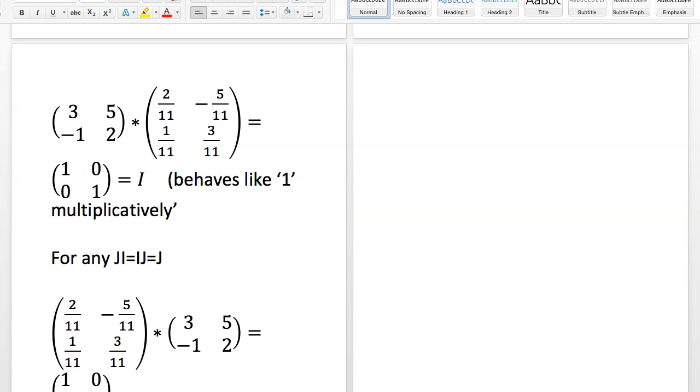Now keep in mind, this was very pretty, and we got very lucky indeed with inverses, right? It always works this way. Inverses, when they exist, will always work this way.